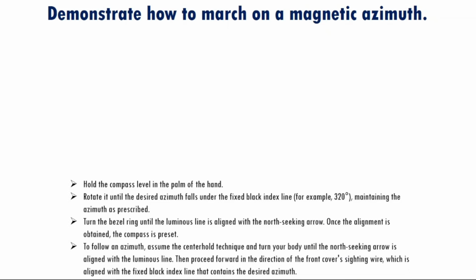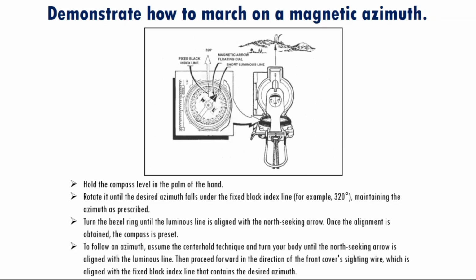To follow the azimuth, assume the centerfold technique and turn your body until the north seeking arrow is aligned with the luminous line. Then proceed forward in the direction of the front canvas sighting wire, which is aligned with a fixed black index line that contains the desired azimuth. So basically, this is what we're talking about.